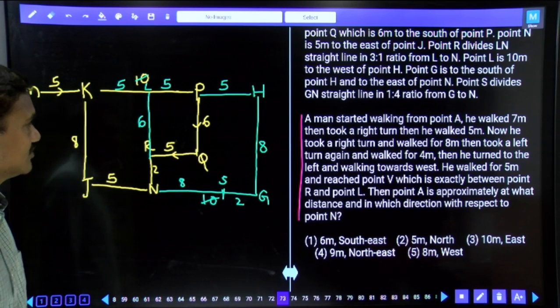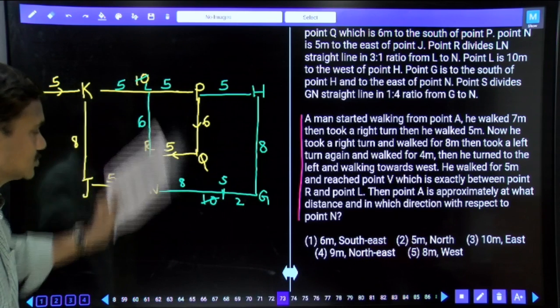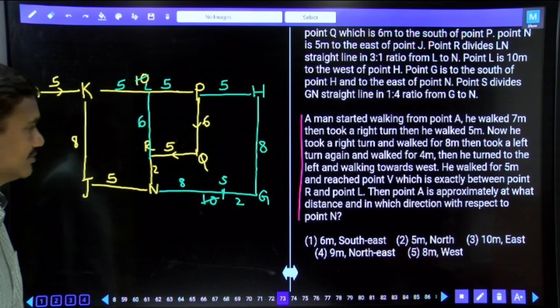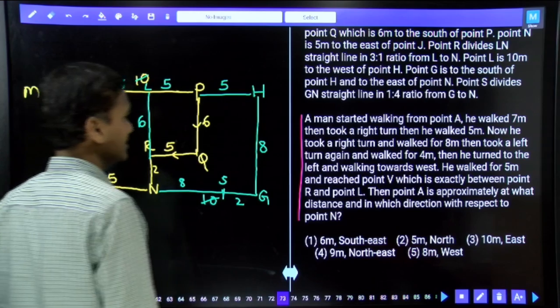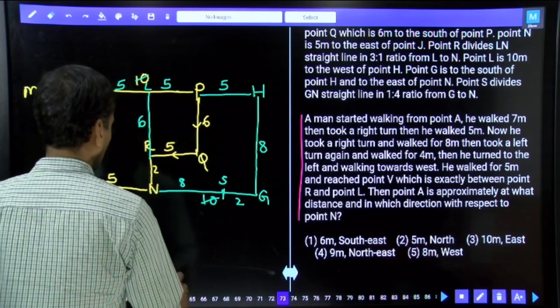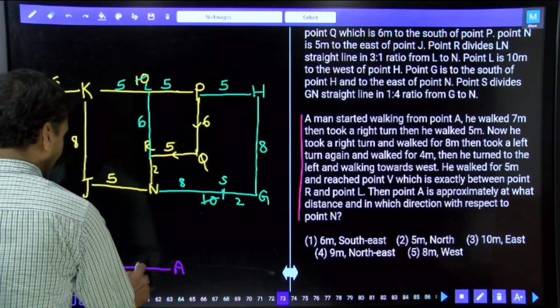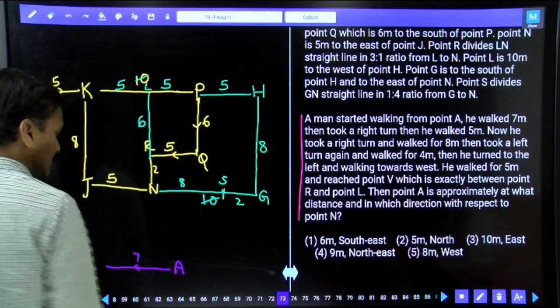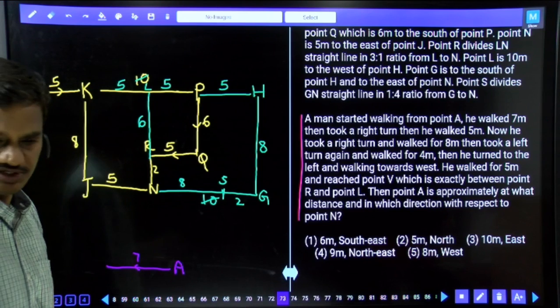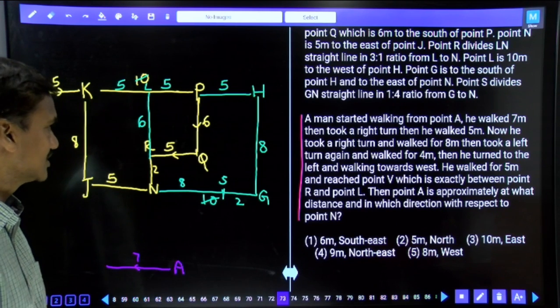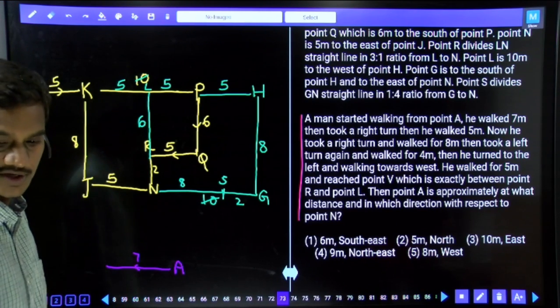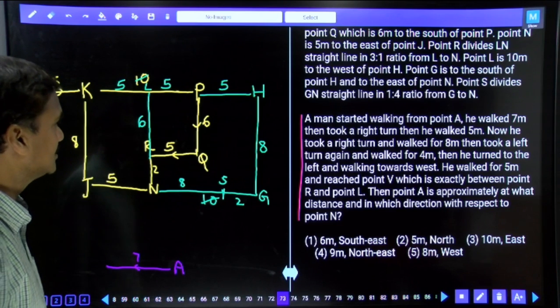A man started walking from point A. Here A is nowhere given, isn't it? He walked 7 meters. Now let us take A is here. Then first he traveled for how many meters? 7 meters. Isn't it? Whether left hand side, right hand side, east, west, north, south, the direction is not given. Initially we have assumed that this person is moving towards this direction.